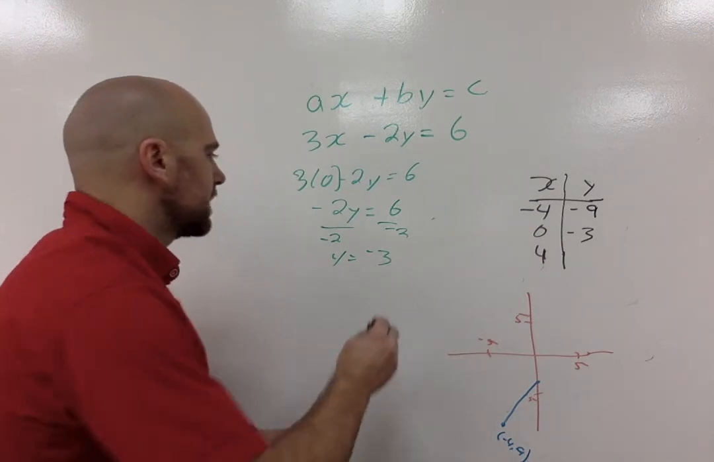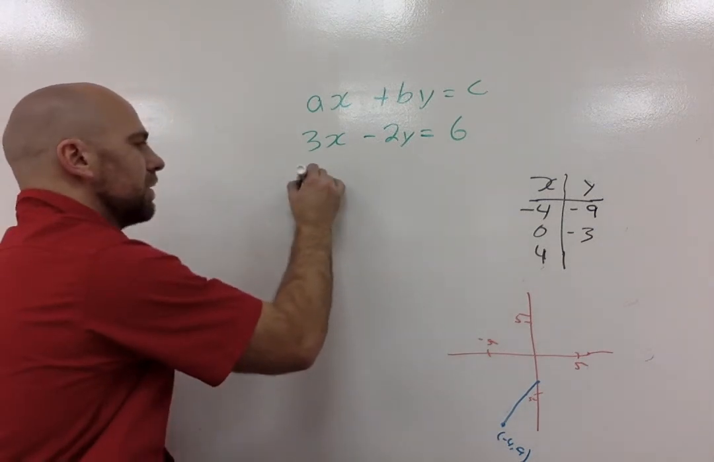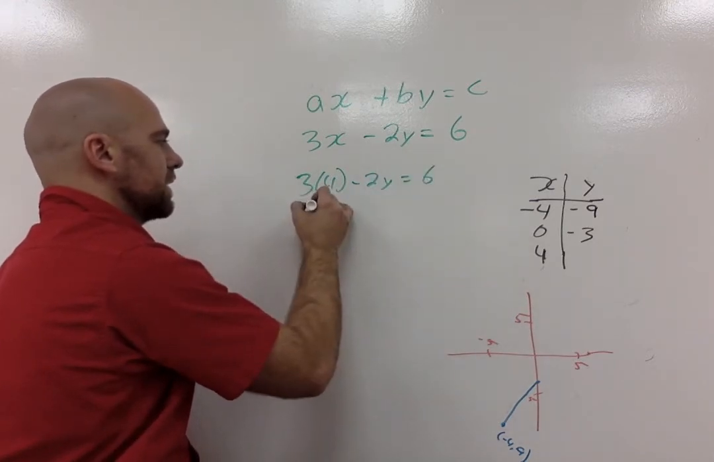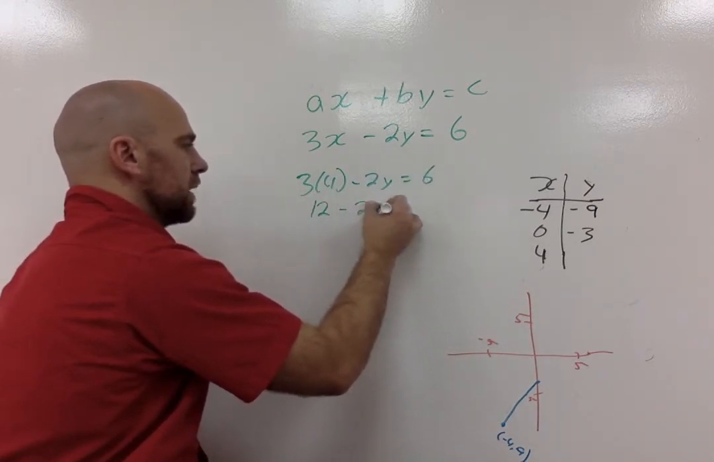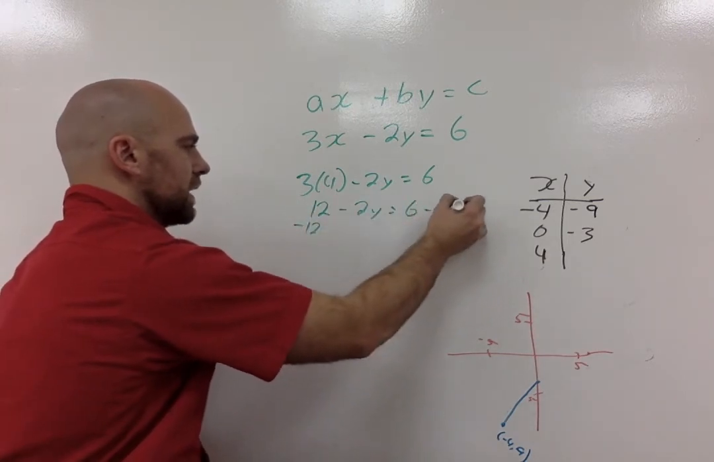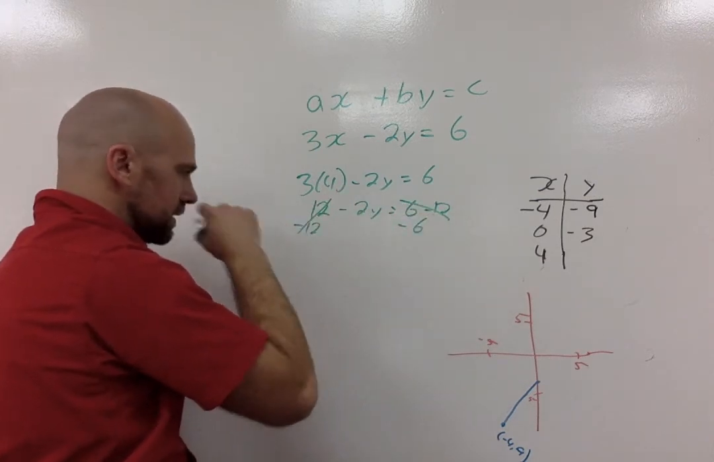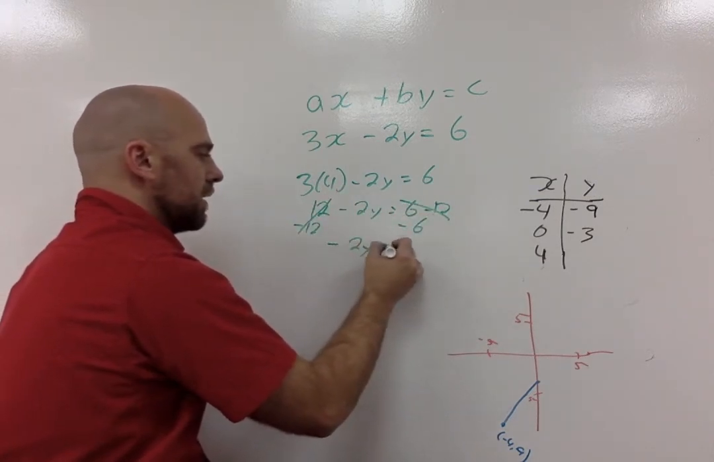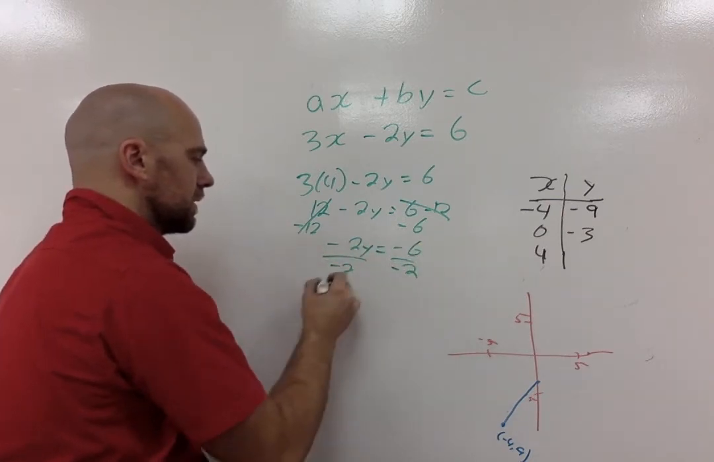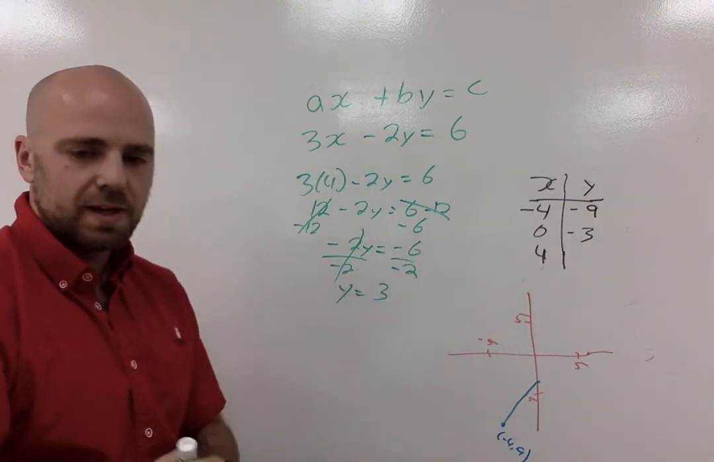Let's check the last one. At +4, where are we going to end up? 3 times 4 minus 2y equals 6. This is going to give me 12 minus 2y equals 6. So I need to subtract 12 now from both sides. This is going to give me -6 on the right, and the 12 cancels out. So I have -2y equals -6. Divide both sides by -2, so those are gone, and y equals 3. -6 divided by -2 gives me 3.